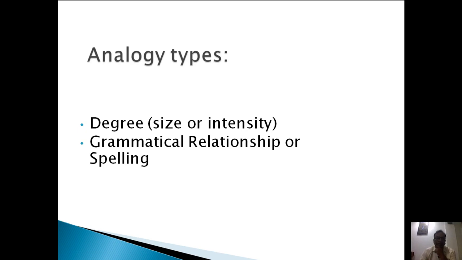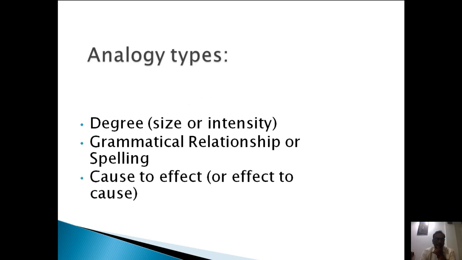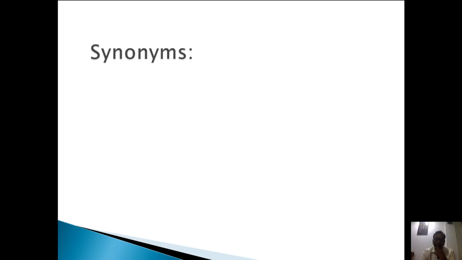Grammatical relationship or spelling. Sometimes this category also is used in such kind of analogy types. Cause to effect or effect to cause. Even object to function. Synonyms.